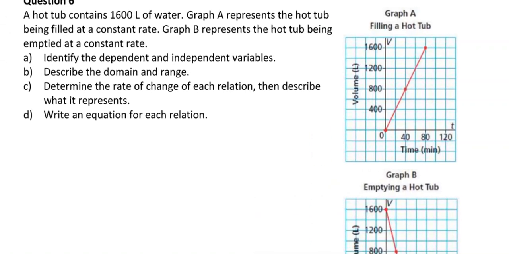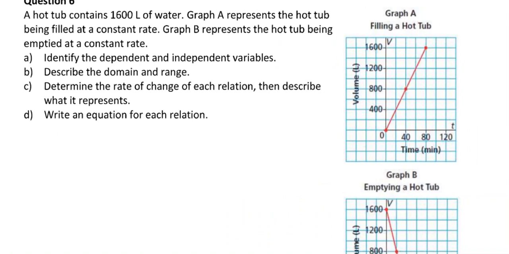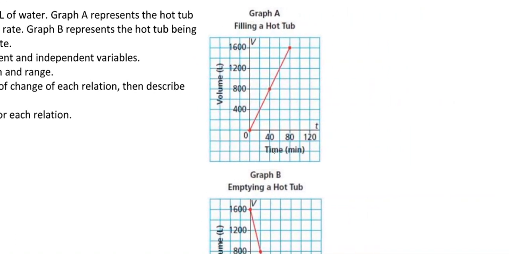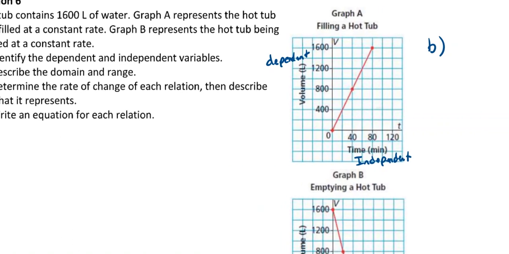Describe the domain and range. Okay, so domain and range on this one. Here, I'll do these beside these. So here, let's write down independent, time. Dependent for volume. Okay, for B, describe the domain and range.